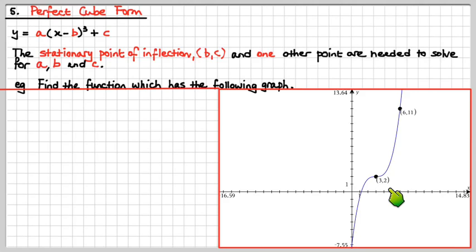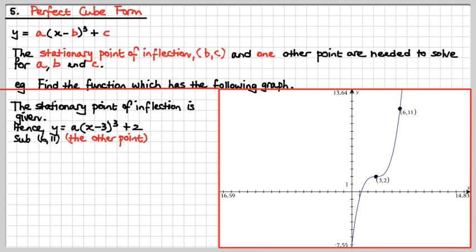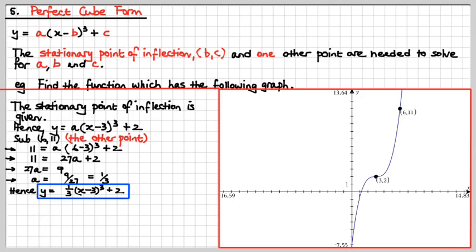So have a look. There you go, look. You see? That point there is 3 and 2. So B is 3, the C is 2, isn't it? Yes, there we go. And we substitute the other point in, and we get the value of A as, what's that going to be? 11 minus 2 is 9 over 27, it's a third. A third. Yes, there you go. There's your answer for your graph. Now you can see how to do these. They're very, very straightforward, aren't they? I think that might be it.